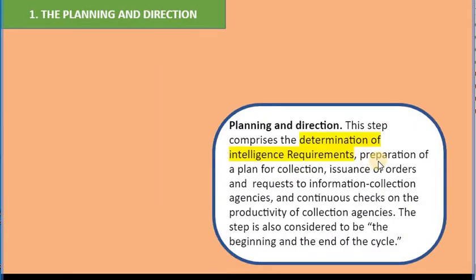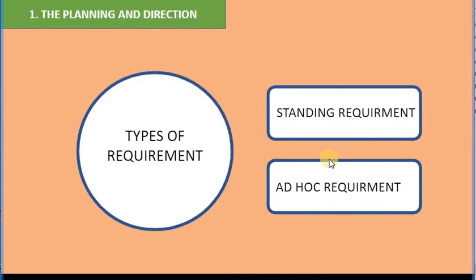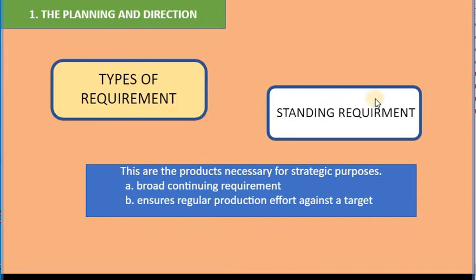In planning and direction, we prepare all of these. One of them is the determination of intelligence requirements. We have two types of requirement: standing requirement and ad hoc requirement. Standing requirement: these are the products necessary for strategic purposes. A broad continuing requirement ensures regular production effort against the target. When we say strategic purposes, it means long term.